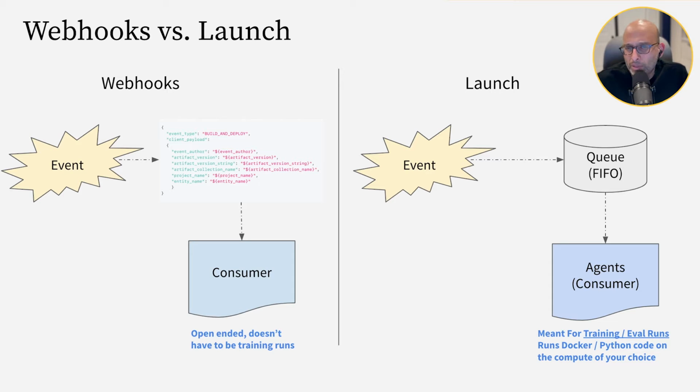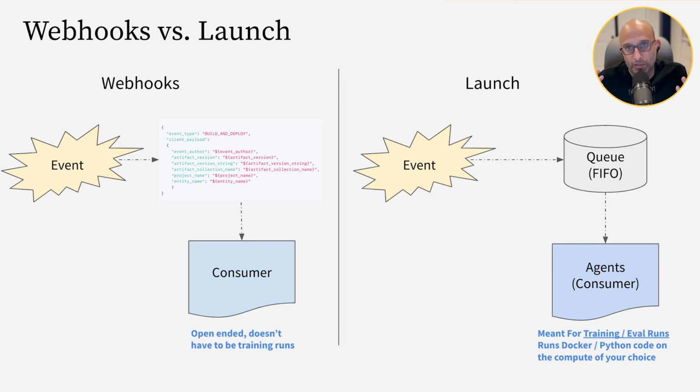In this slide, I'm going to do a comparison of webhooks and launch, just to give you some background and some grounding. Just to review, webhooks and launch can both be triggered by an event, and that event can be some kind of action in the model registry, such as adding a tag or adding an artifact, and so forth. Now, if you recall, in webhooks, when you have an event, it sends a payload, and a payload is just a package of information.